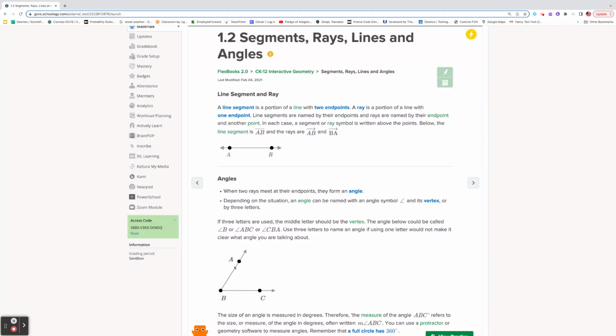Welcome to our second mastery lesson, segment and angle addition postulate. In this lesson, we're going to learn about two postulates which are very important in geometry. We're going to start with a CK12 interactive book, and we're asking you to read this section of the book.